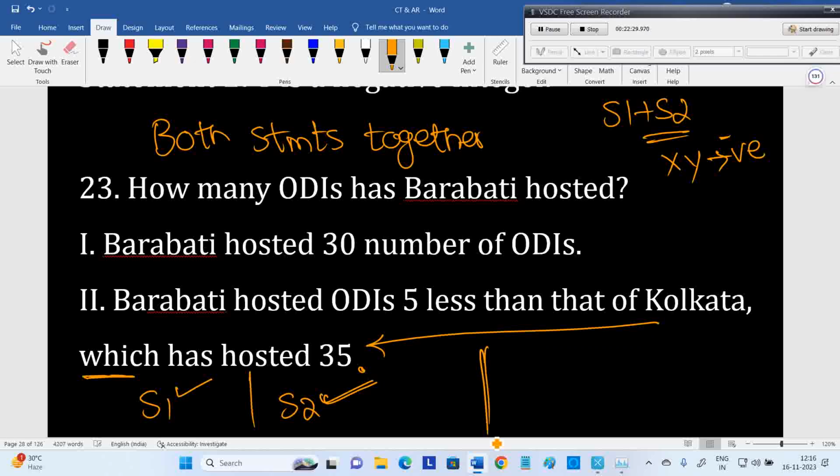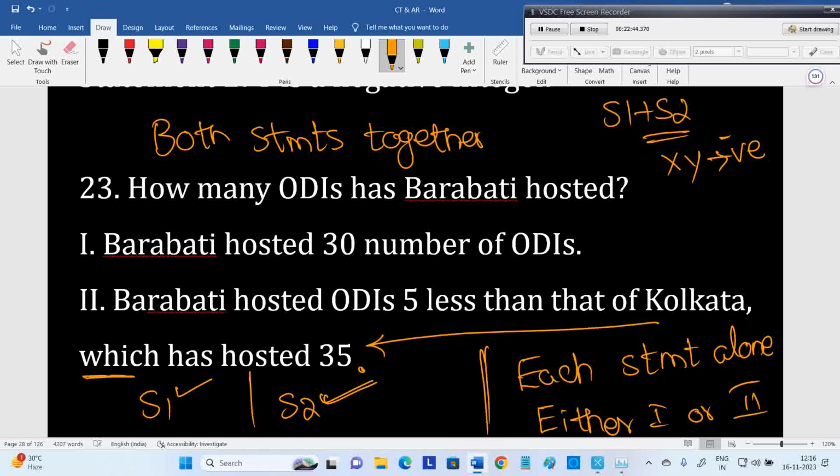Your answer should be each statement alone or either or. You need an option like each statement alone, or if you have an option either or, either 1 or 2 is your answer. See, sometimes they'll give options like each statement alone. Sometimes they use the words either or. That one you have to opt. So the answer is either or. Don't say statement one alone, wrong answer. Statement one alone, yes, you can answer directly. They gave 30 in statement one, but statement two alone is also possible. So either one or two, or each statement alone. Kindly update this. Right, let's see about the next one.